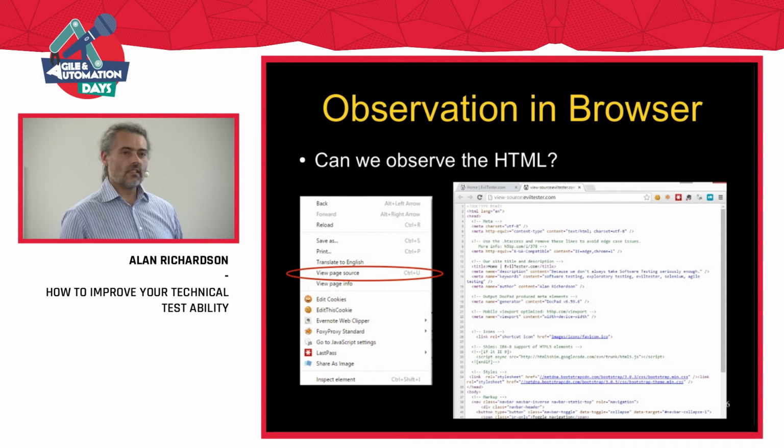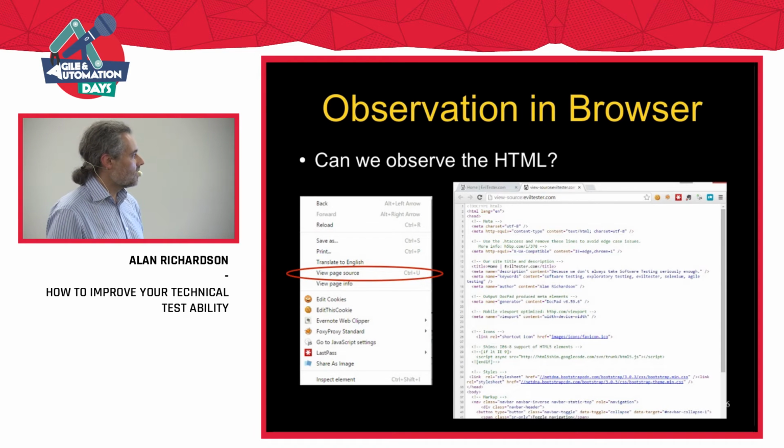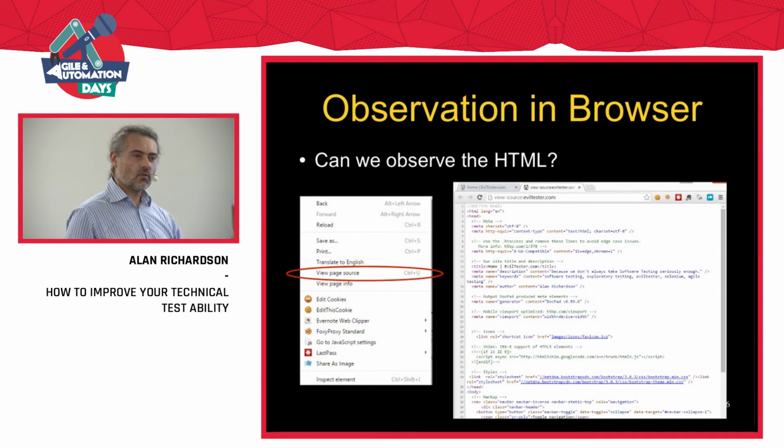And there are comments in there. This is my live website. This is me looking at it, and I can see there's a comment in there that's coming from the framework that I use that says, use the .htaccess and remove these lines to avoid edge case issues. I don't know what that means. There's some sort of bug in my website for edge case issues that I don't understand that is only hinted at in the source code that I would have known nothing about if I hadn't looked at this.